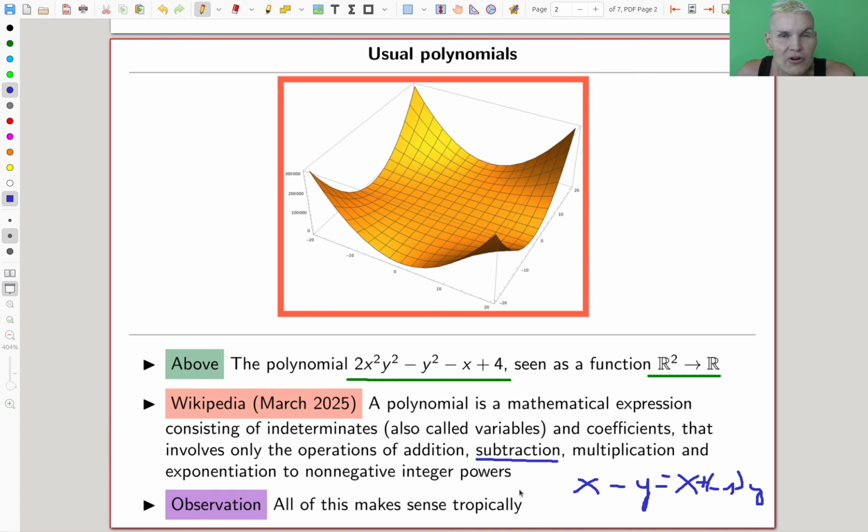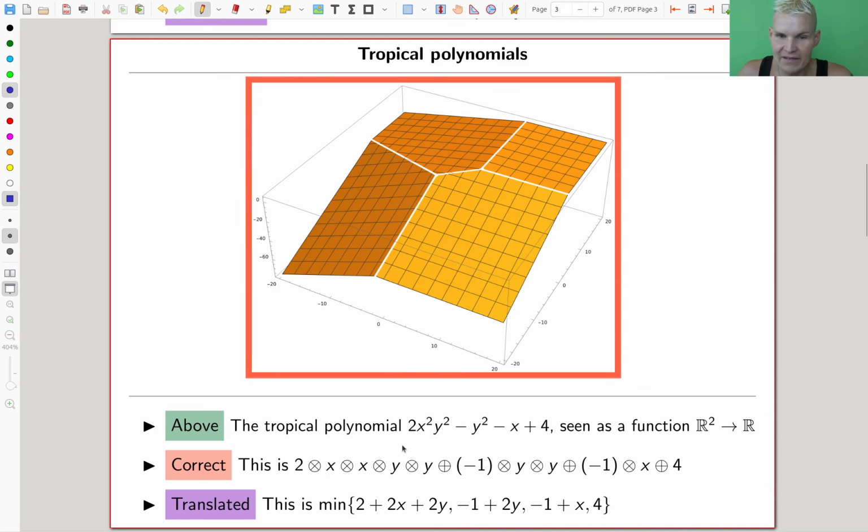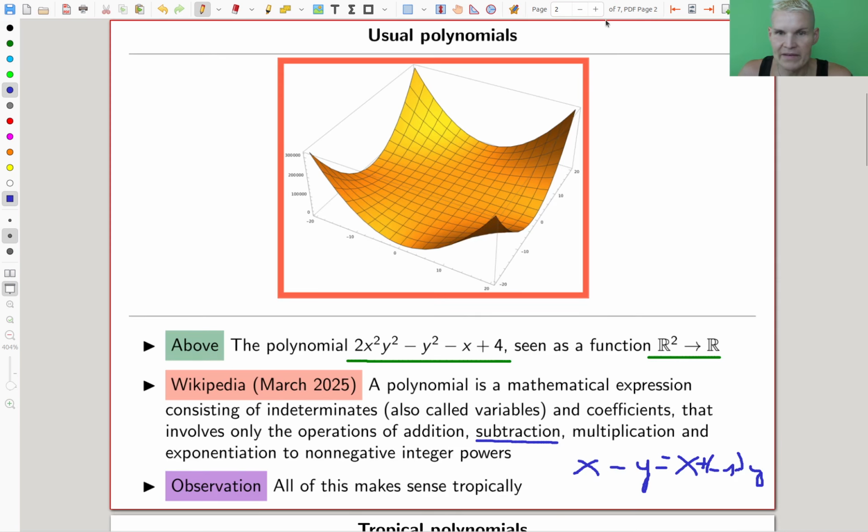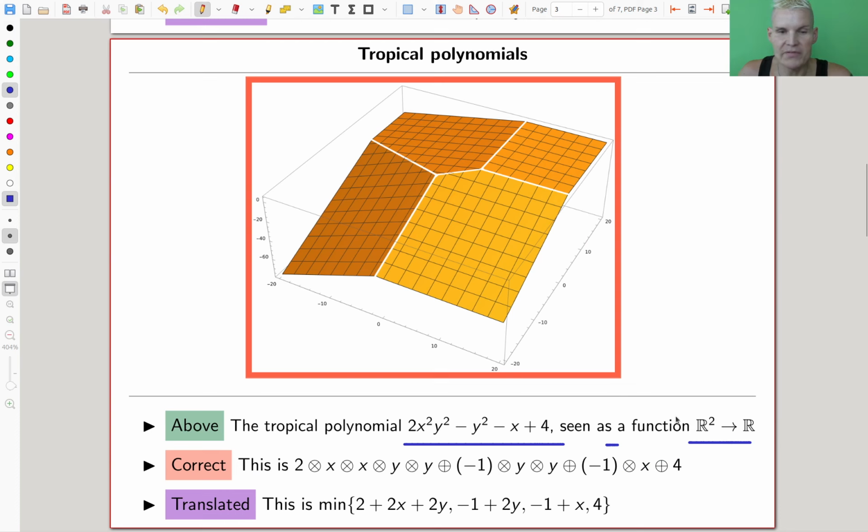And a tropical polynomial is just a polynomial, but replacing everything that you see for a normal polynomial with the tropical operations. So something like this. Exactly the same thing, seen as a function, right? So it's exactly the same, seen as a function from R squared to R. The only difference is we replace now all of our operations here by tropical operations. 2 tropical times x, tropical times x, and so on and so on.